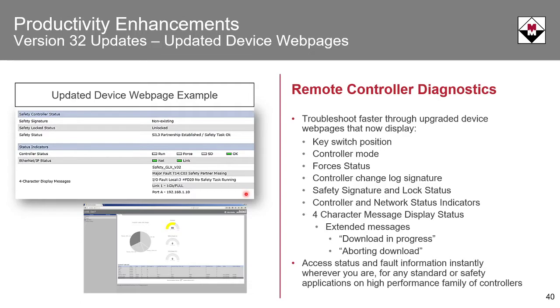So now you can access status and fault information without having to have your Studio 5000 software open or go and look at the actual processor itself. As long as you have a connection to the network, you can open up the processor's web page.